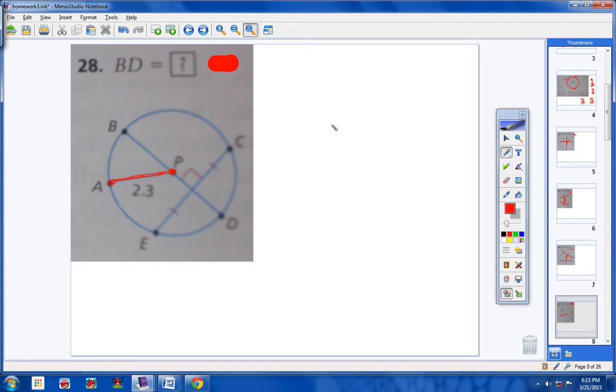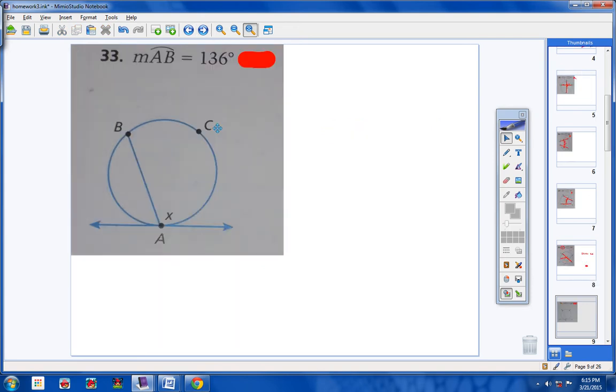If the radius is 2.3, then you take 2.3 times 2 and you get the diameter. The diameter would be 4.6. Why does that matter? Because the segment you're looking for, BD, is a diameter. It's a chord that goes through the center of the circle. So BD has to have a length of 4.6. You didn't need all this other information at all. Alright, let's continue on to number 33.